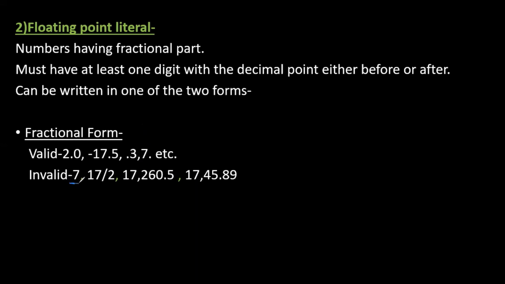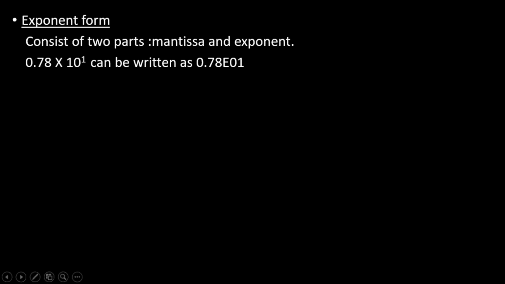Now let's see the invalid cases. 7, this is invalid because there is no decimal point. 17 divided by 2 is invalid because you cannot use the divide symbol. The rule is there should be decimal point and digits only. No other symbol can be used. This is also invalid because as you can see, we have used a comma, which is not allowed. Only the decimal point or digits can be used. Same goes here.